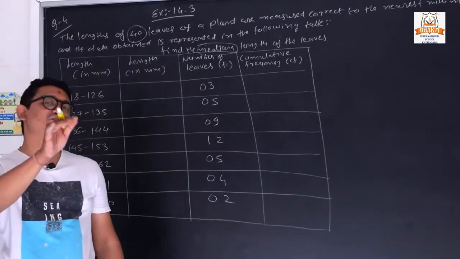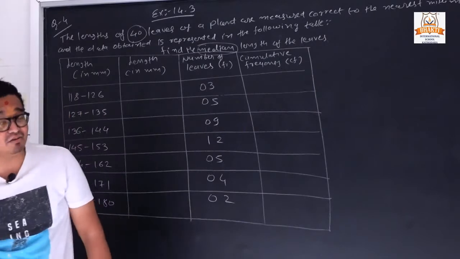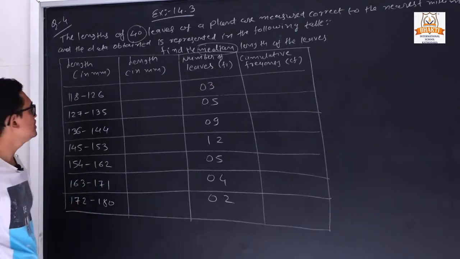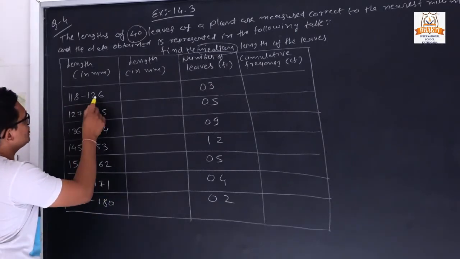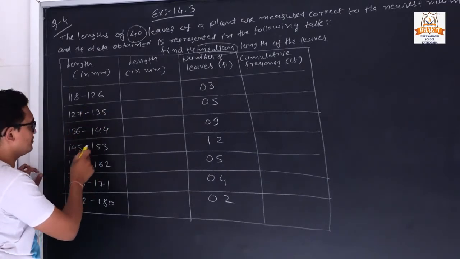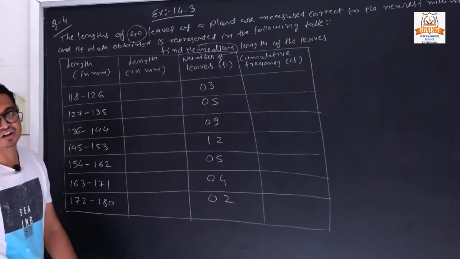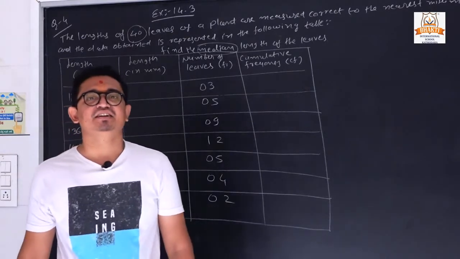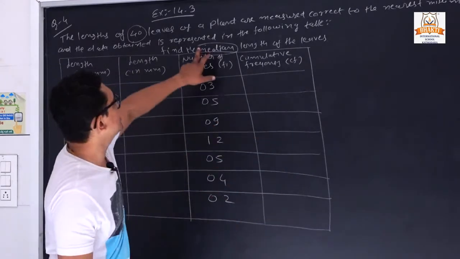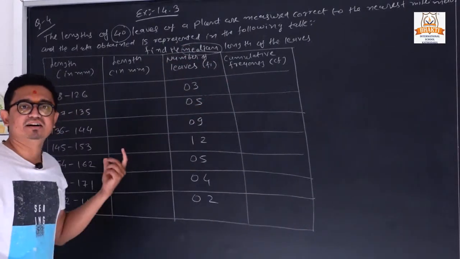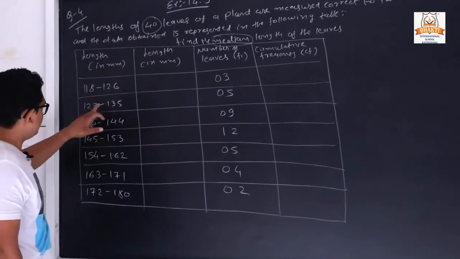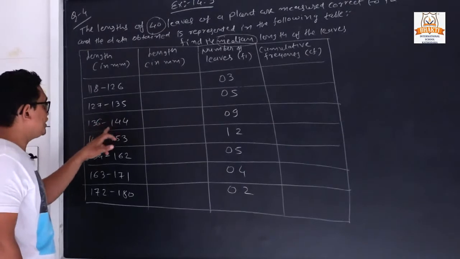But question number 4 is somewhat different from all other sums. How? See the class range, the class size. Here we can see 118 to 126, then 127. So it is not in continuous form. In exercise 14.1 we had the same question, but there they asked to find the mean, and here they are asking to find the median. But both sums have one similarity: both have a continuous range.